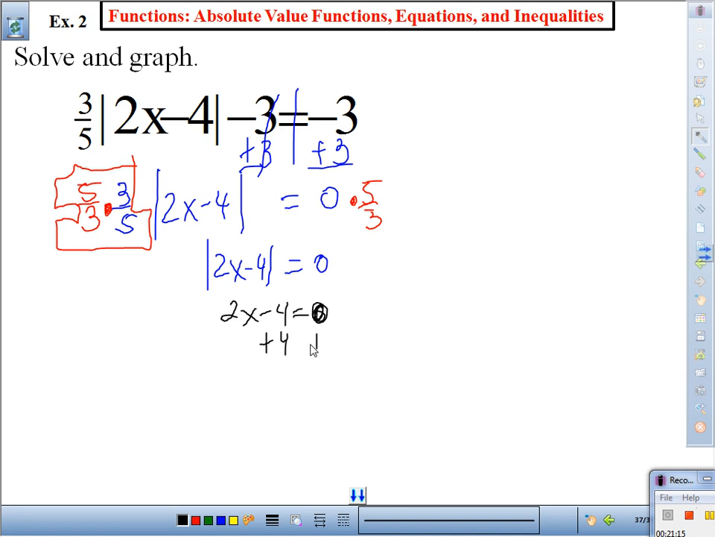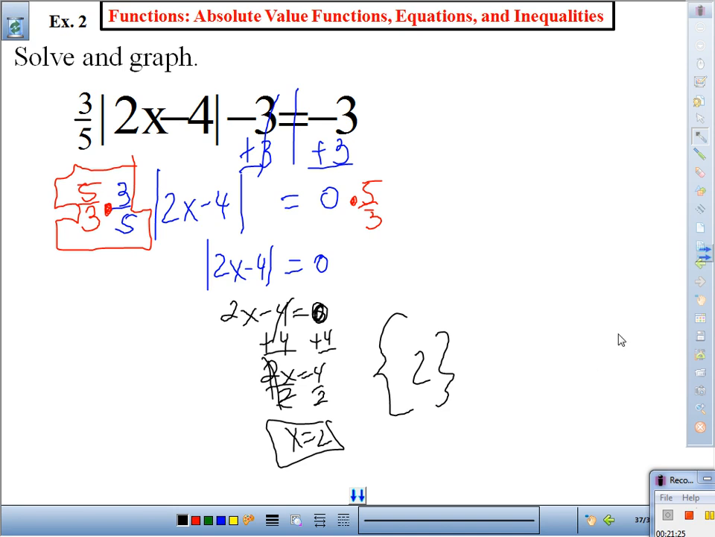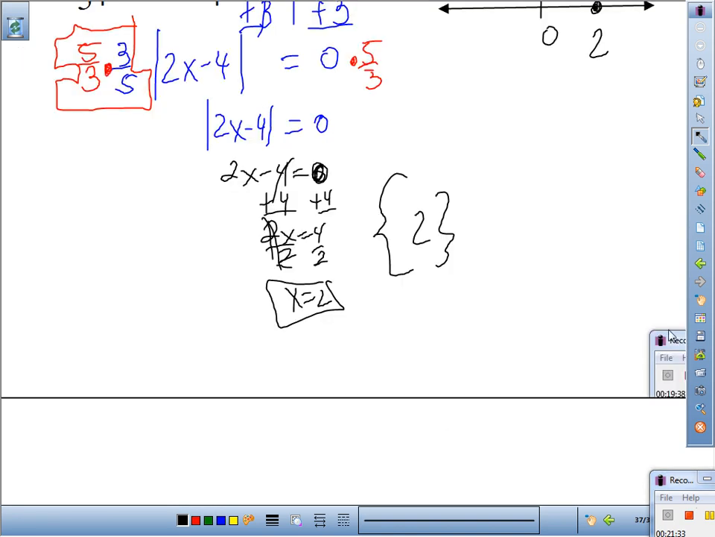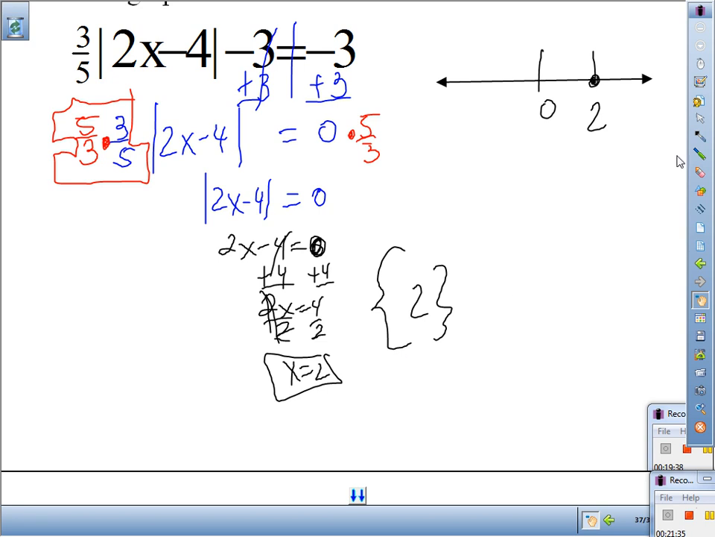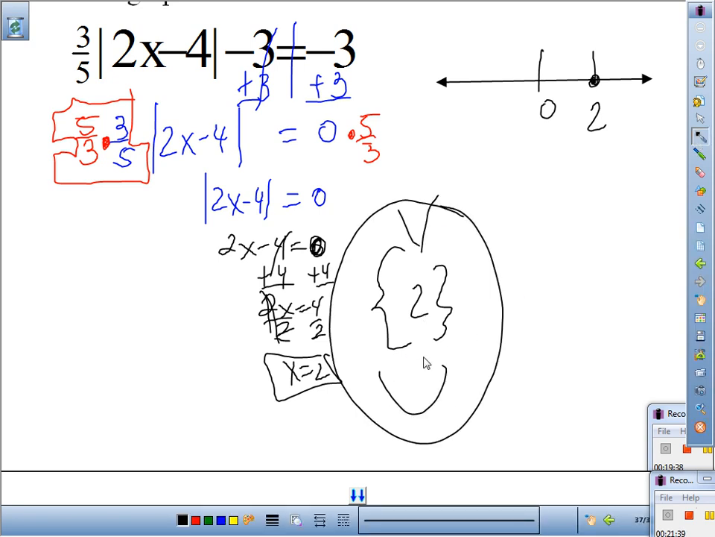So plus 4, plus 4, 2x equals 4, divided by 2, x equals 2. Solution set: 2. Graph 2. And have you got this by yourself? Yeah? All right.